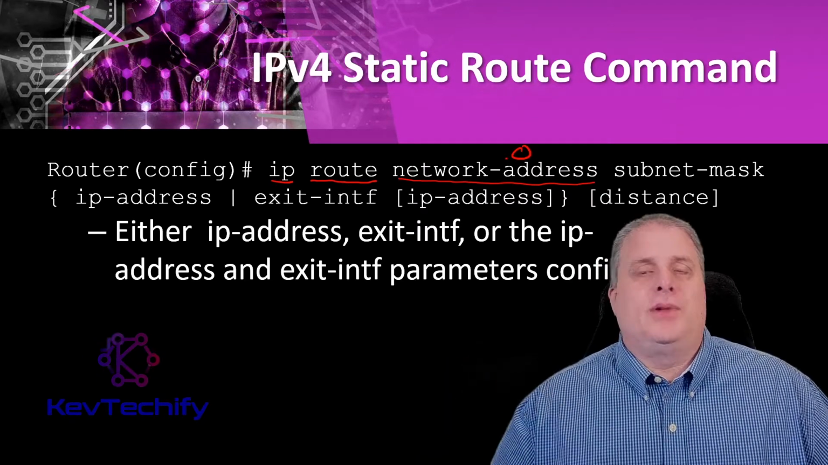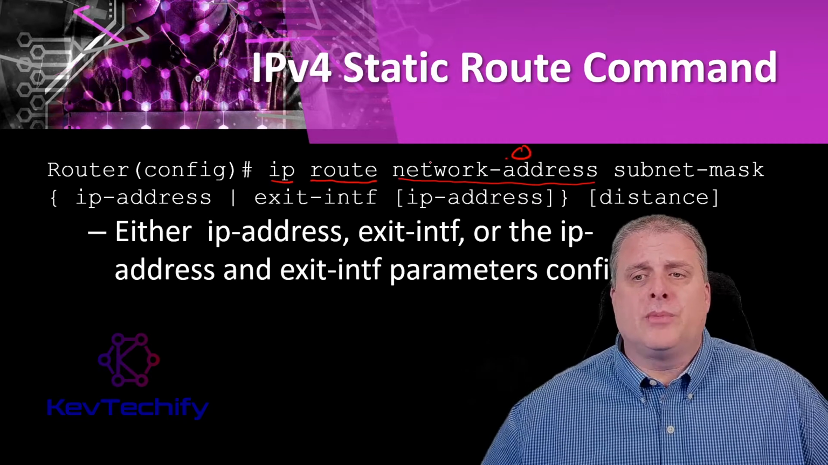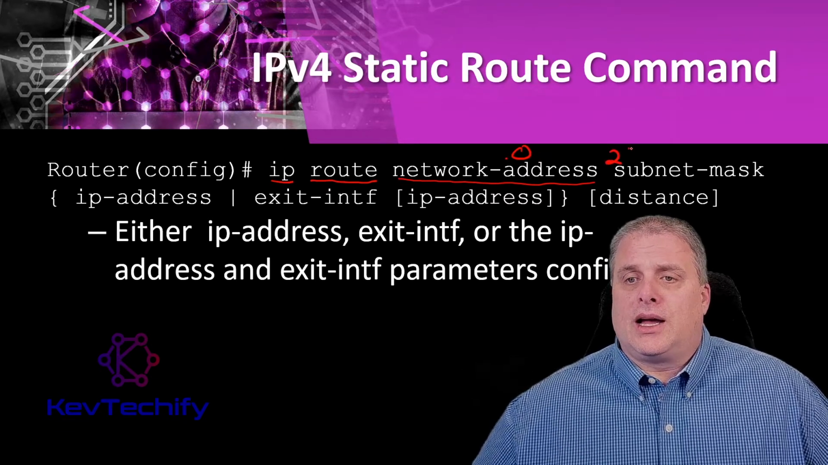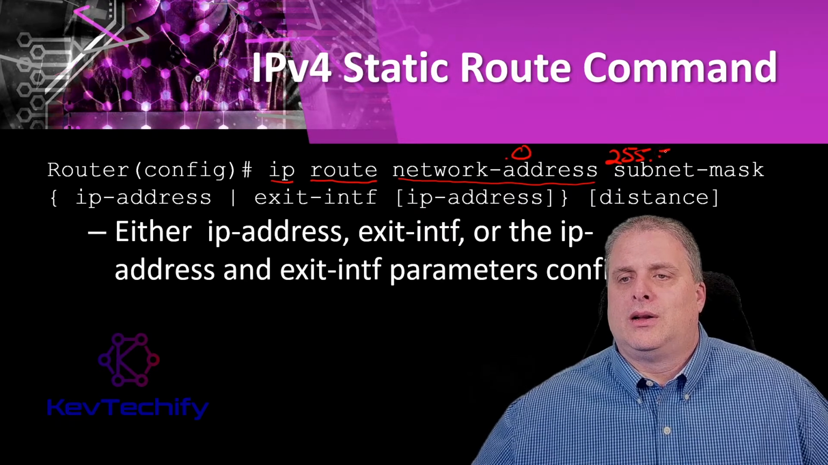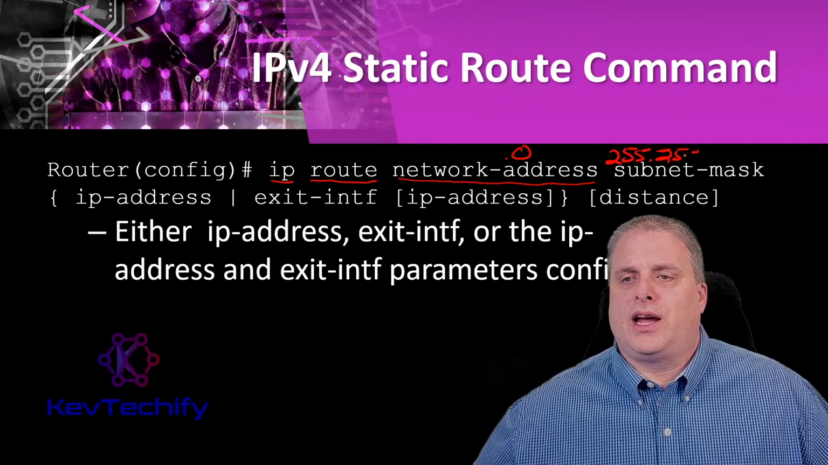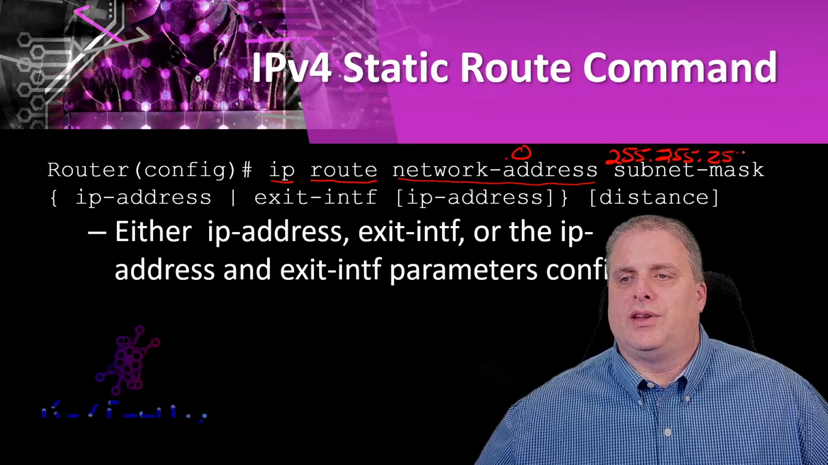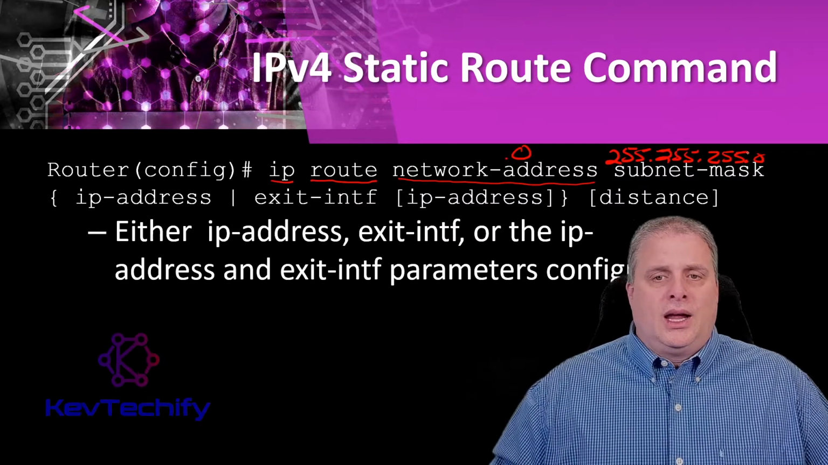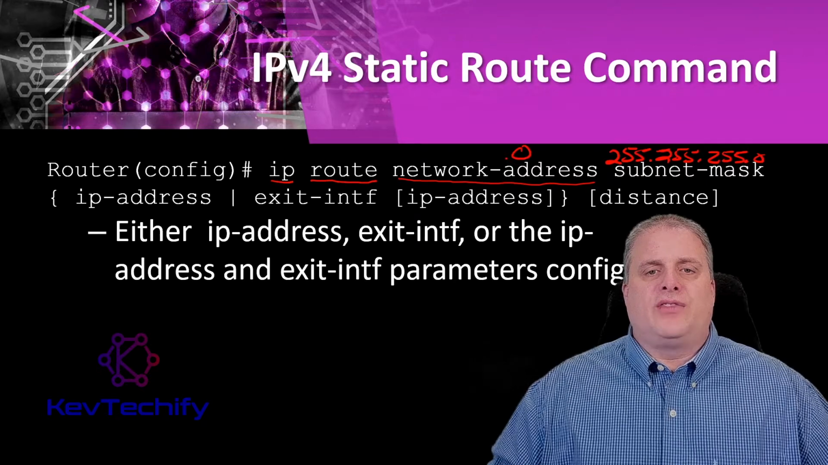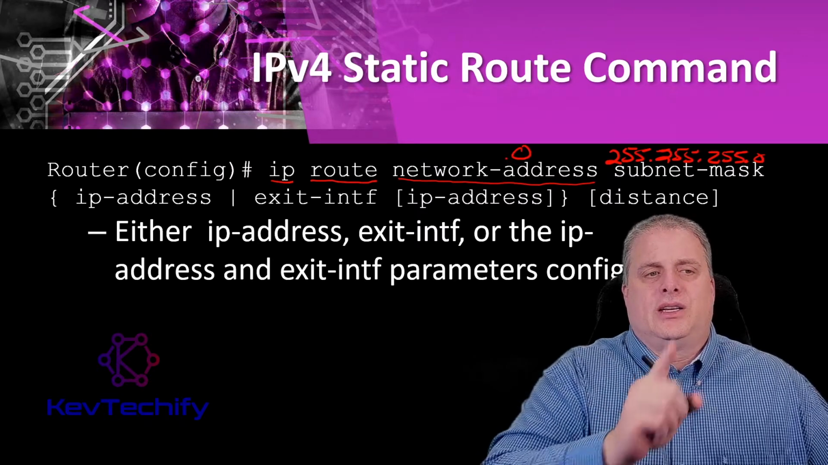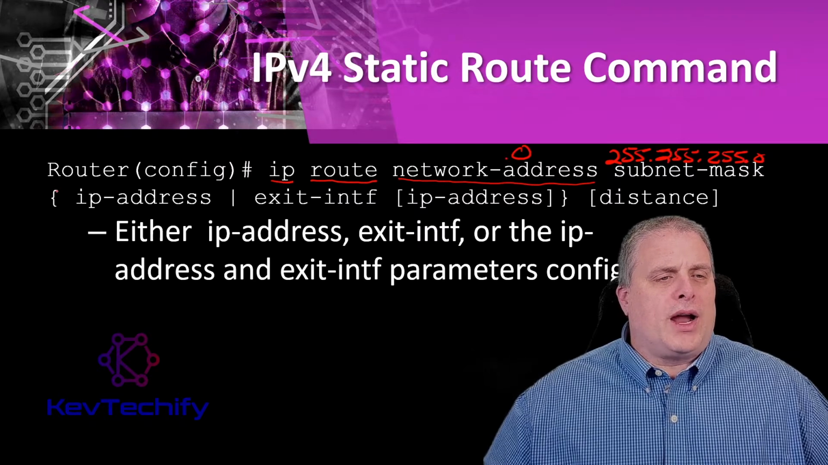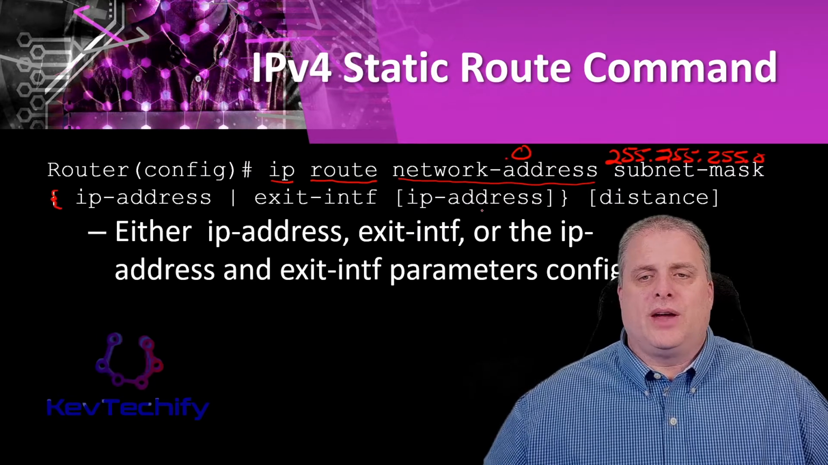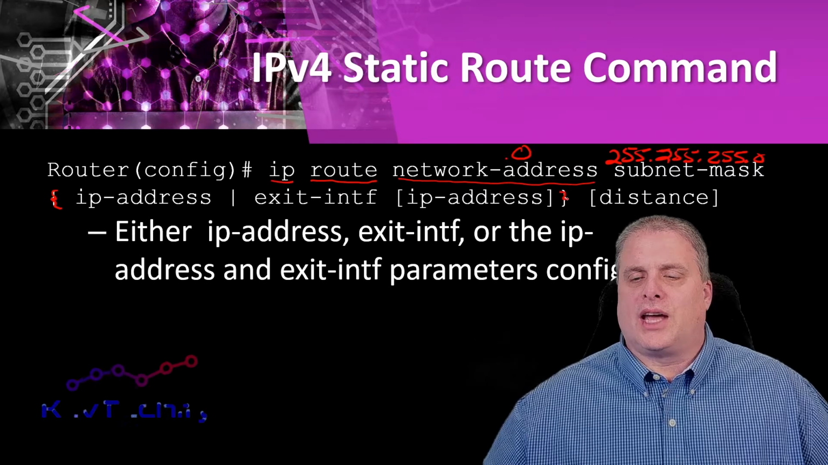Then you put your subnet mask in. Whatever your subnet mask is, for our class C address we talked about, 255.255.255.0. And then you have to do one of these choices. And right here, we have our squiggly bracket on the left side, and a squiggly bracket over here on the right side.